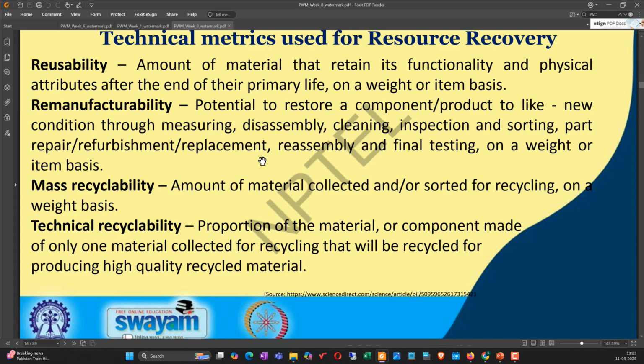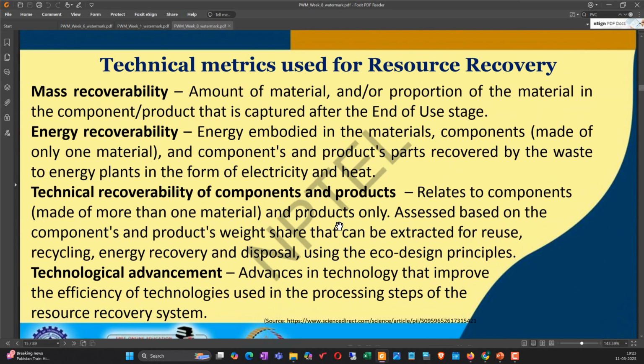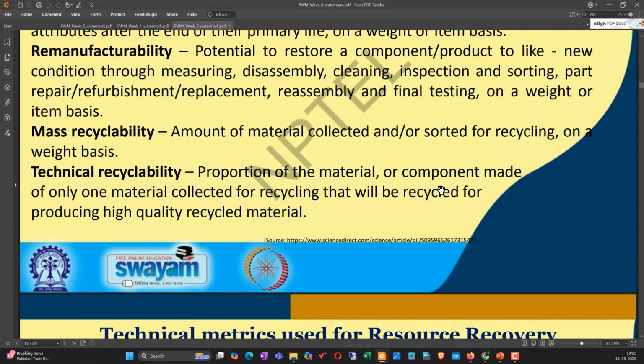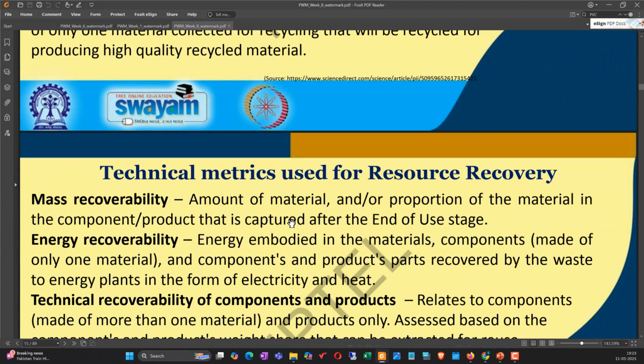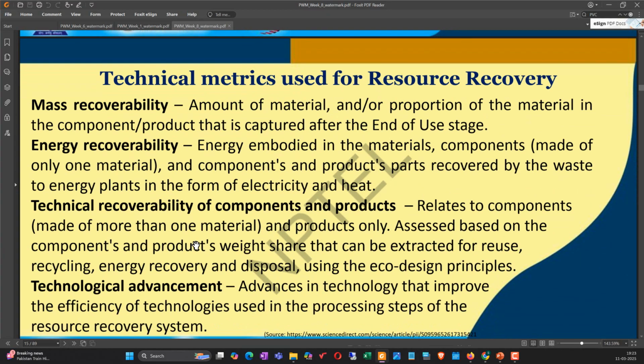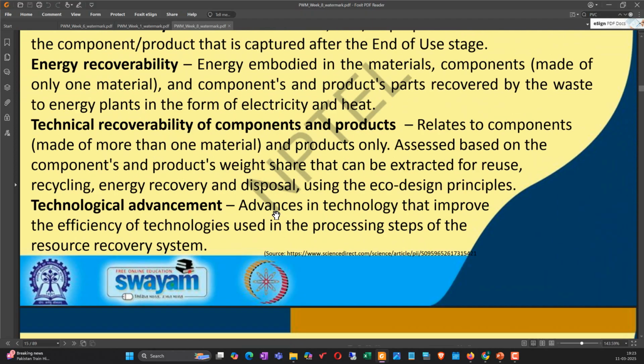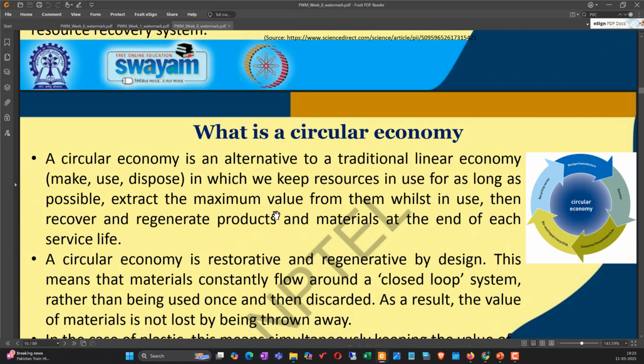Technical recyclability is the portion of the material or component made up of only one material, collected from recycling, that will be recycled for producing high quality recycled material. So there is other terminology for resource recovery: mass recoverability, energy recoverability, technical recoverability, and components and products that have technological advancement.